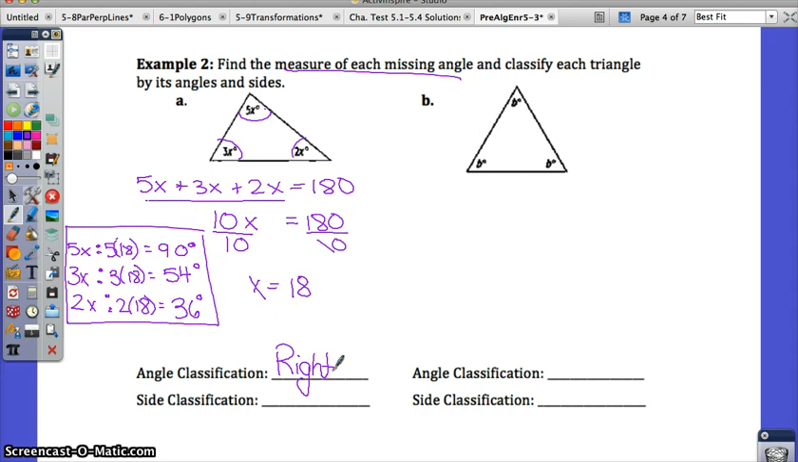By the side classification, look at the sides. Well, we don't know much about the sides in the picture, but we do know about the angles. All three angles are different, which means all three sides are different, which means it's scalene. Try the second one. Pause and try it on your own, and then press play to go over it.